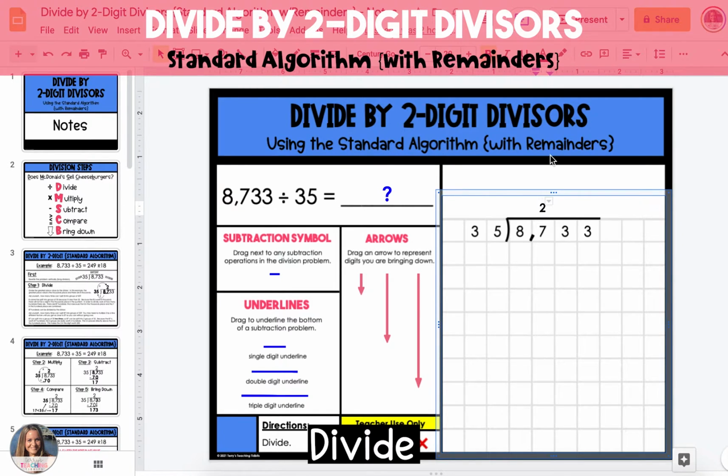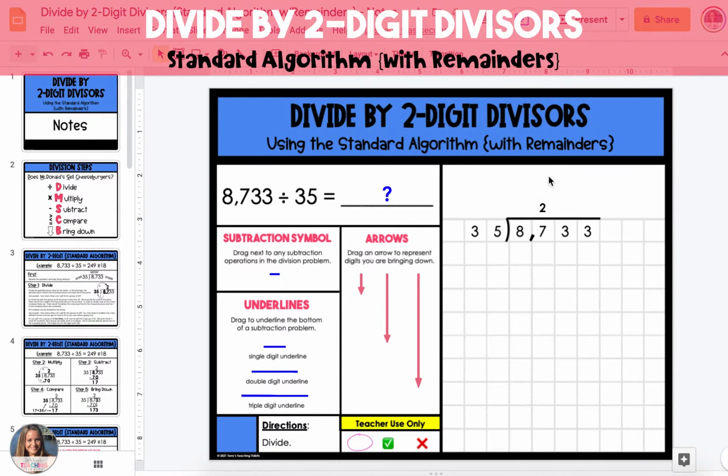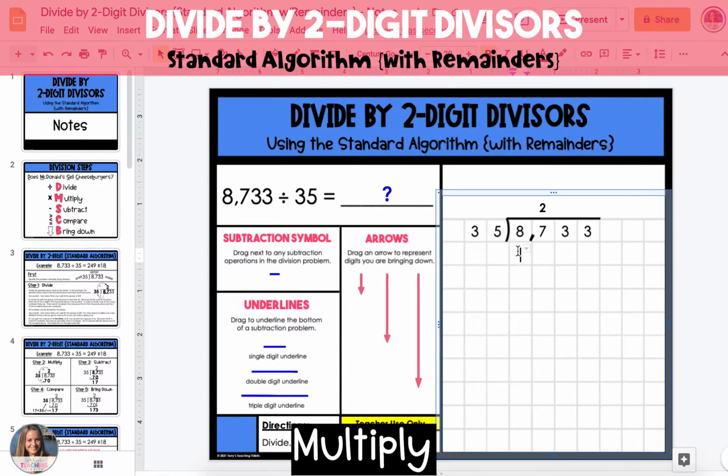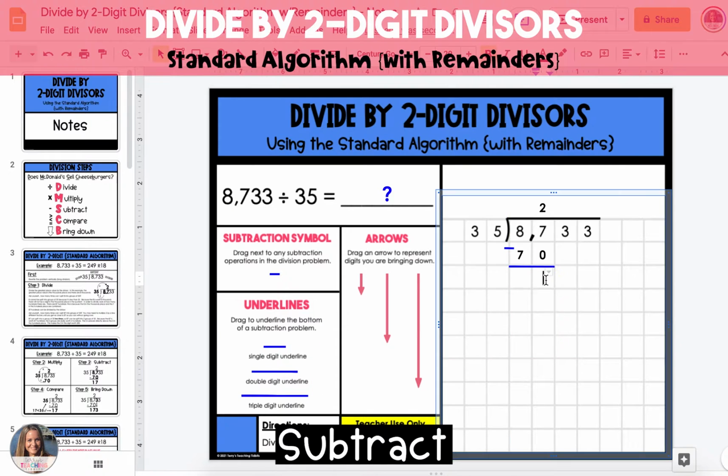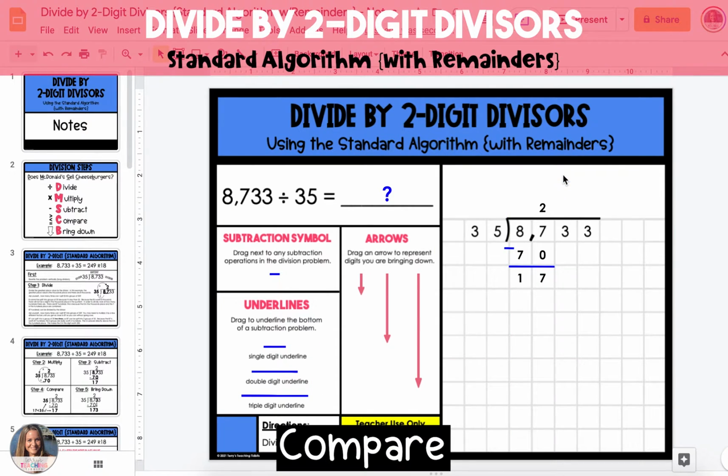87 can divide by 35 two times, then multiply that 2 by the divisor, 35. 2 times 35 is 70. Put the 70 under the 87 hundreds in the dividend. Next, subtract: 87 minus 70 is equal to 17. Compare the answer 17 to the divisor 35, and 17 is less than 35. If that's the case, you can move on to the next step.